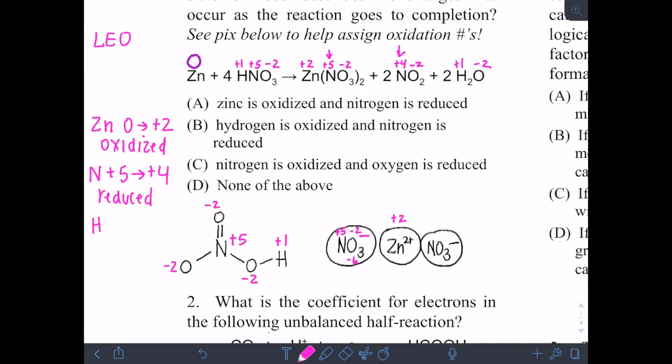For hydrogen, it's going from +1 to +1. Our hydrogen is going from +1 to +1, so no change. And oxygen is going from -2 to -2, so no change. So if we read our options, A is the only answer that fits with what is happening.